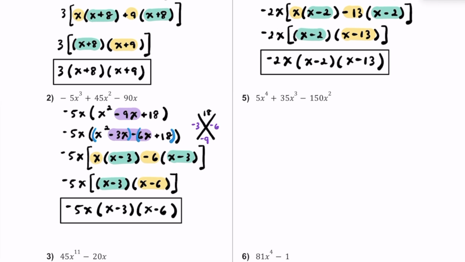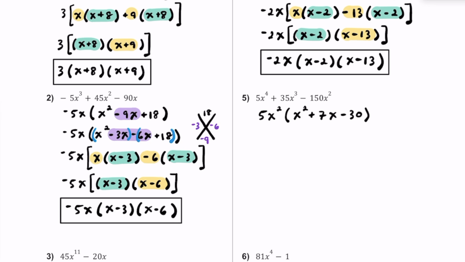All right, for number 5, we have another trinomial here. So we have 5x to the 4th plus 35x cubed minus 150x squared. I think we can divide these all by 5, so let's pull that out as part of the GCF. And I think we can also pull out x squared as well. So if we do that, we're going to be left with, I think, x to the 2nd power plus 7x and then minus 30. All right, cool.